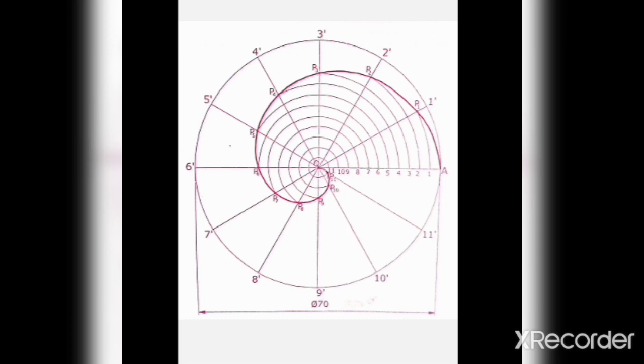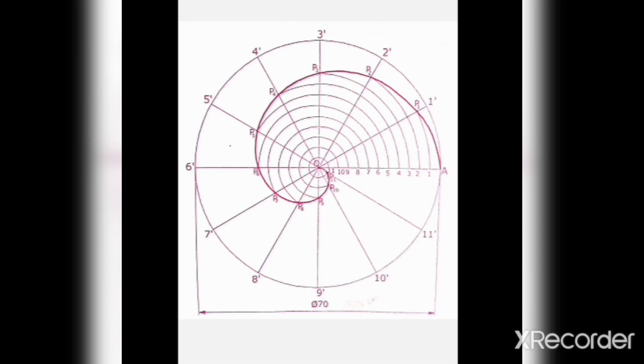Why do we mark in the anti-clockwise direction? Because the spiral will start from point A and end at the center point O. So we have to mark the points in the anti-clockwise direction.